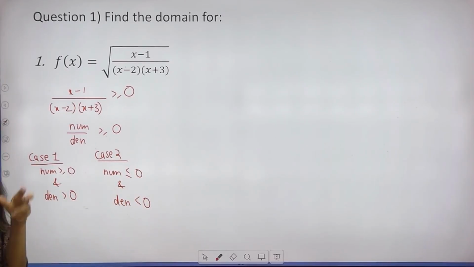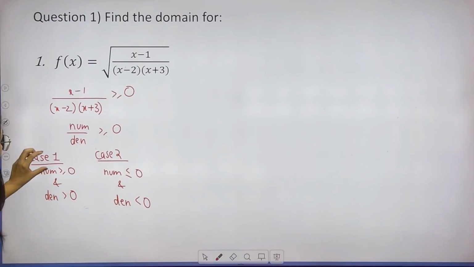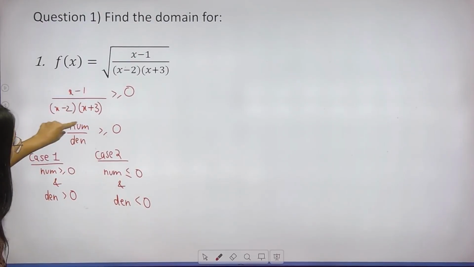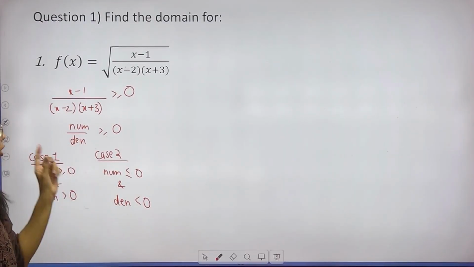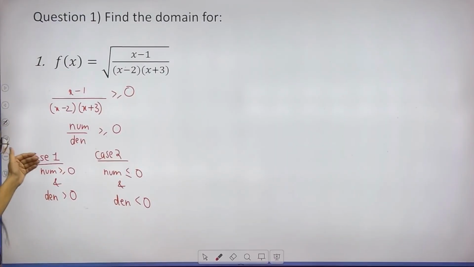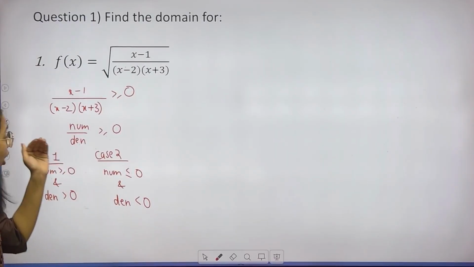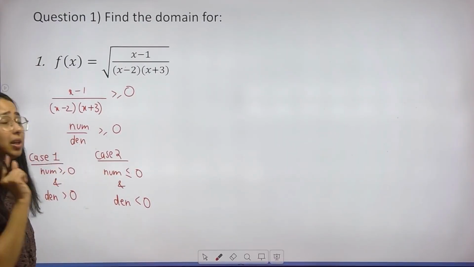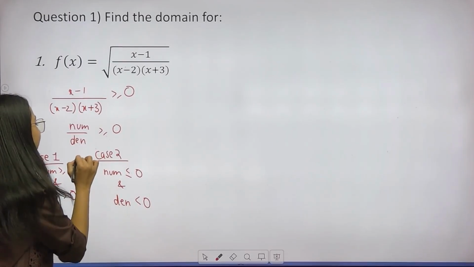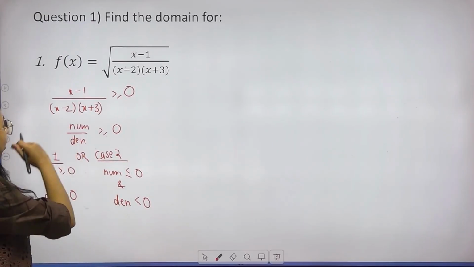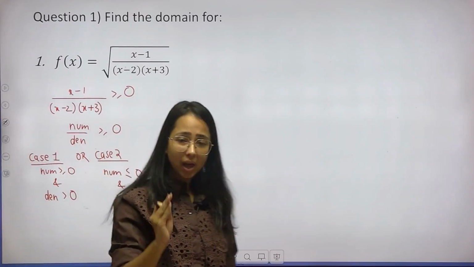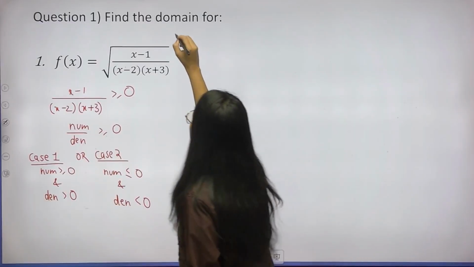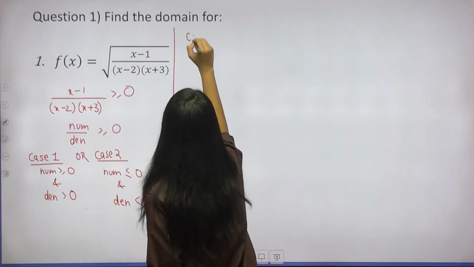Okay, why am I taking two cases? Clearly this fraction needs to be a positive value. So for positive value, both numerator and denominator need to be positive, or both numerator and denominator need to be negative. So our final answer will be either case 1 or case 2. We need to combine both the cases. Okay, so one by one we'll solve both the cases.